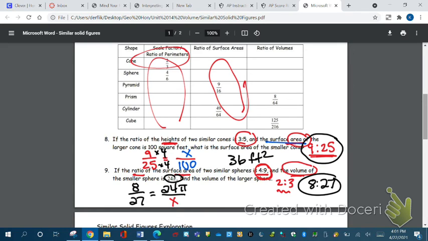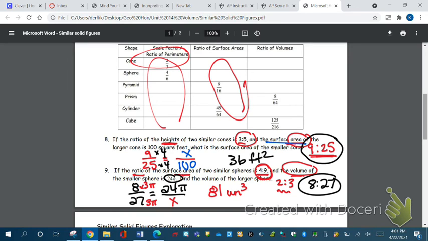Okay, well, to get from 8 to 24, I can multiply by 3 pi. So I'm going to multiply by 3 pi again. And that means my answer would be whatever 27 times 3 pi is. 27 times 3 is 81 pi. And that is volume, so it's cubic, whatever the units were. I didn't give any units. Okay? So hopefully that helps.